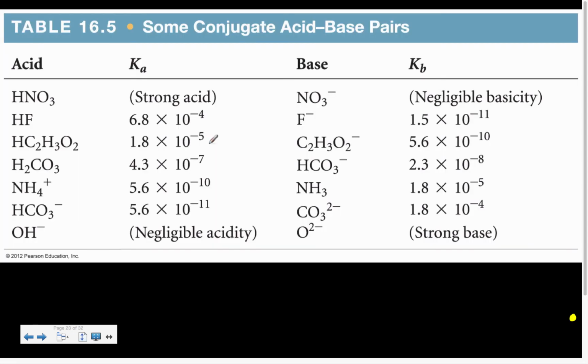Just to emphasize the related nature of this, if I have HF, which I know is a weak acid, 10 to the negative 4th-ish, then its conjugate base would have a Kb of 10 to the negative 11th-ish. Which means HF would be about this strong of an acid, and fluoride would be about this basic. Likewise here, we have acetic acid versus the acetate ion, carbonic acid versus the bicarbonate ion, and so forth and so on. Does that make sense?